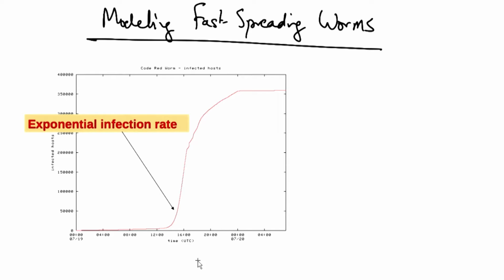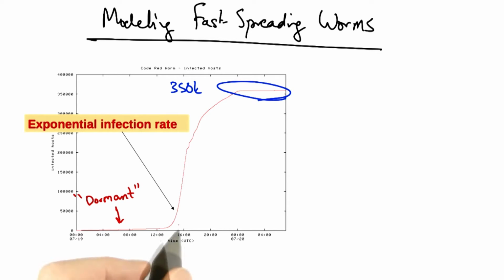Here is a plot showing the infection rate of the Code Red 1 version 2 worm, which ultimately infected 350,000 vulnerable hosts. Note the shape of this curve. The worm is effectively dormant or spreading extremely slowly for quite a period of time, and then there's an inflection point, at which point the infection rate becomes exponential.